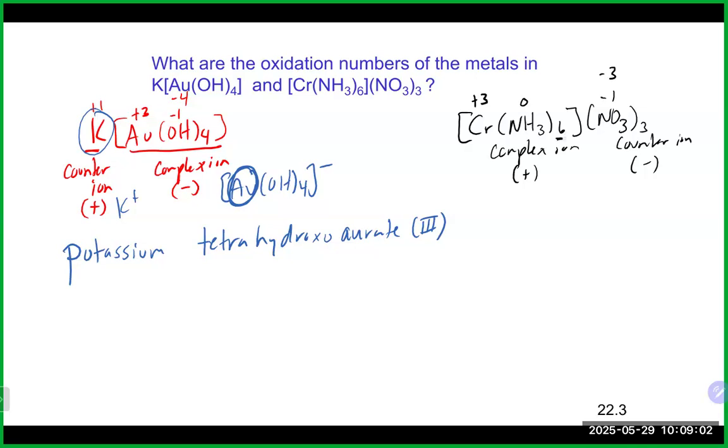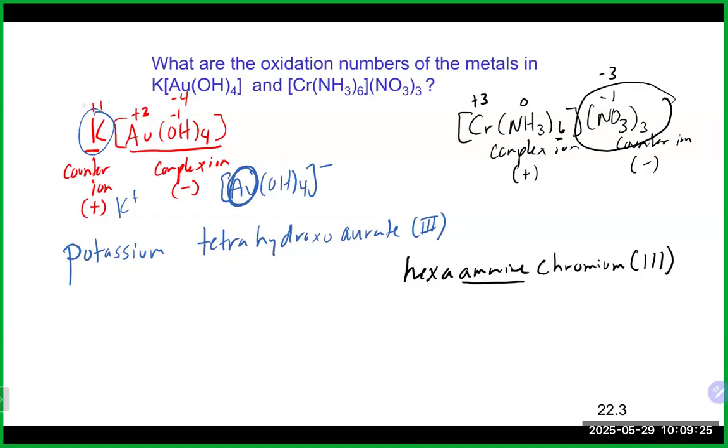We have 6 of our ligands, so 6 is hexa, and ammine is the ligand name for ammonia. Here, because it's a positive complex ion, we will use chromium(III). In terms of the counter ion, it really doesn't matter how many you have. You basically just use the proper name of one of them. So even though there's 3 of those, we will go with nitrate. I'll go underneath since I'm running out of room. So this would be hexaammine chromium(III) nitrate.